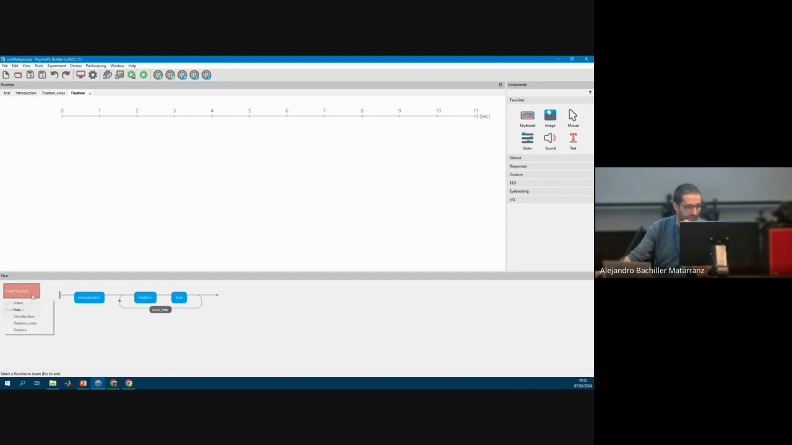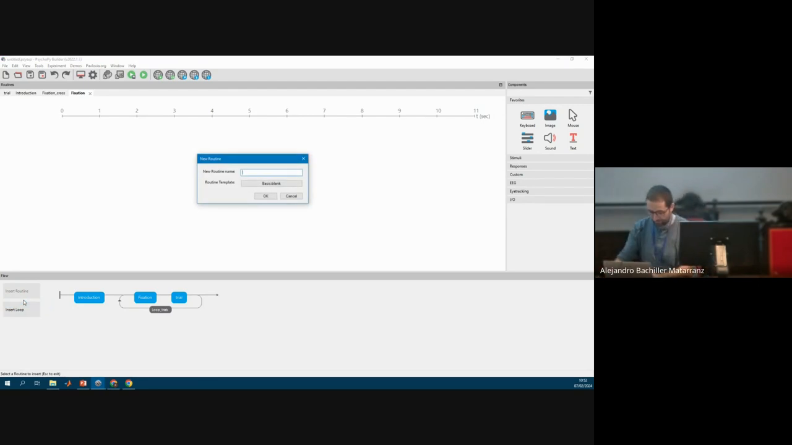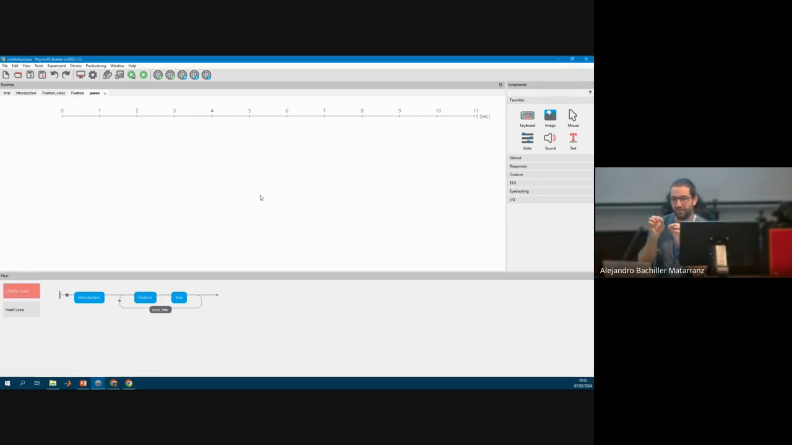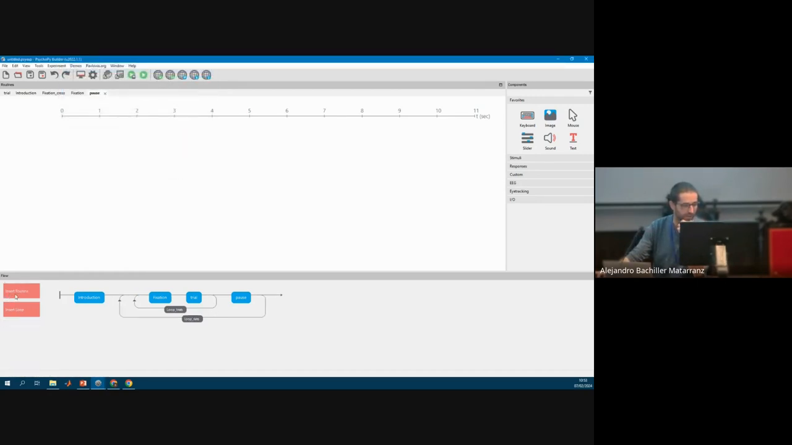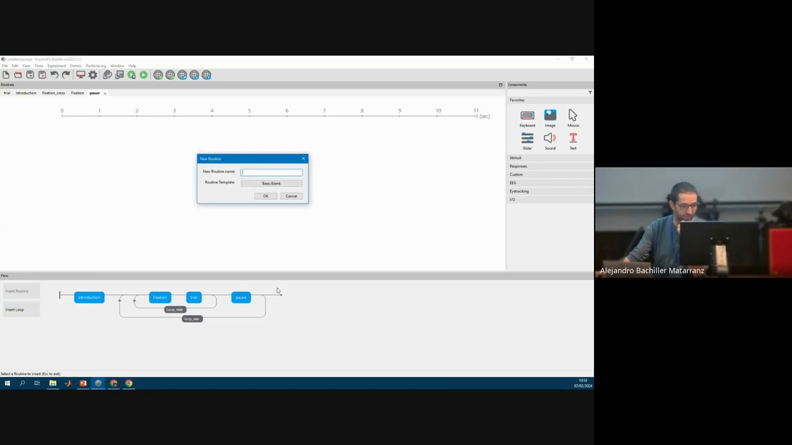So I insert here, insert routine, and I say pause. Between run and run, it's necessary to have a pause, and then when the user is ready, start again the new run. So here we introduce a pause, and then we need to introduce a new loop from here to here. In this case, it's the loop runs or blocks.